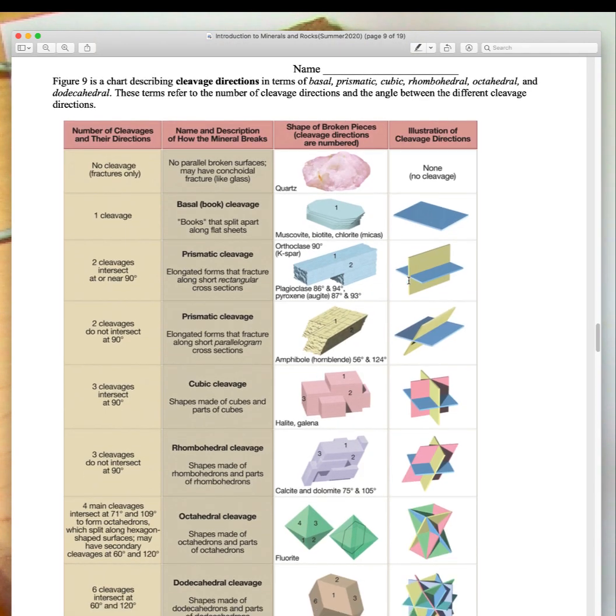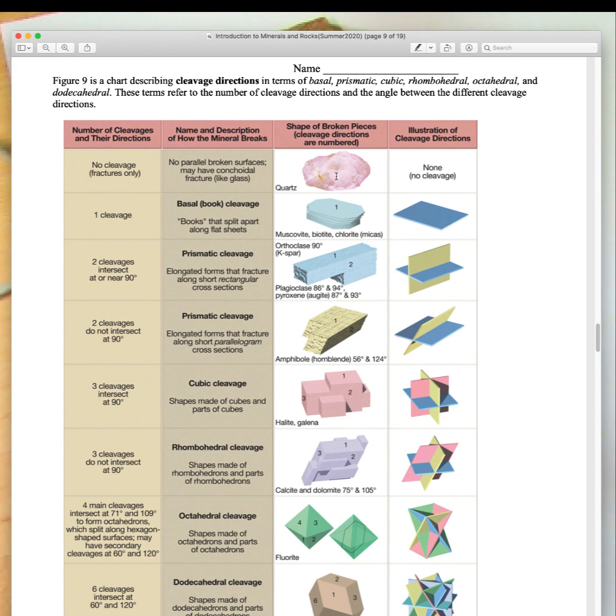I want you to try to describe cleavage in terms of a pattern, whether it's no cleavage like quartz, or a basal cleavage, one direction. That'd be typical of the micas. Or a prismatic cleavage like the feldspars, two directions close to 90 degrees, or two directions that are not 90 degrees. That'd be the prismatic, not at 90, and that'd be the amphiboles or the hornblendes. So we've got basal, and two different types of prismatic, not at 90, and close to 90.